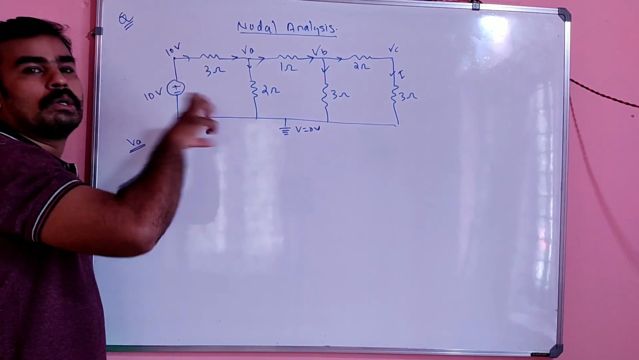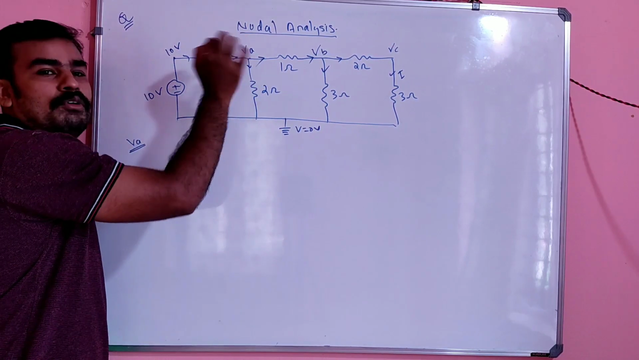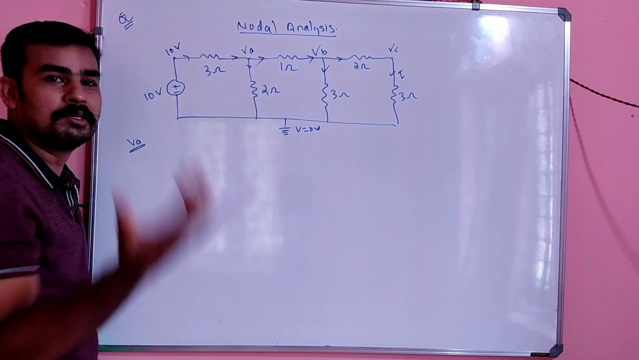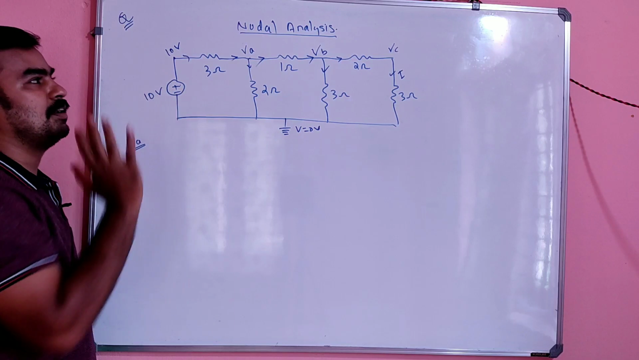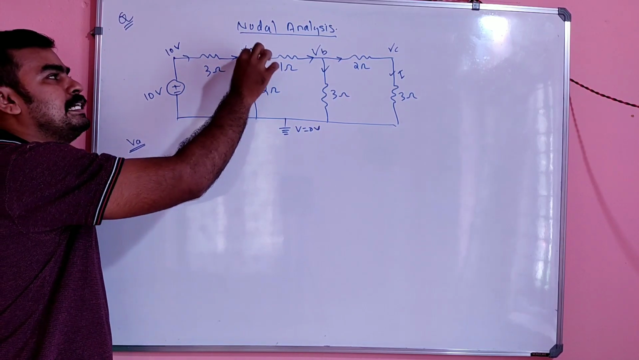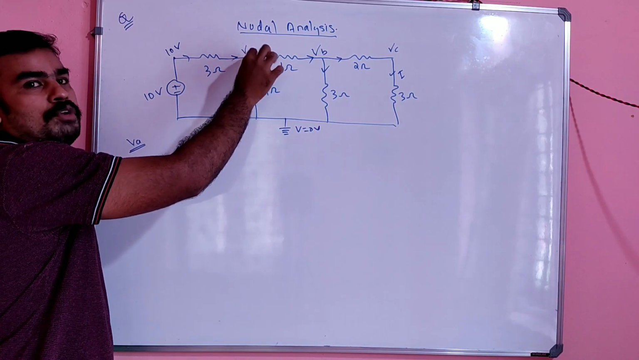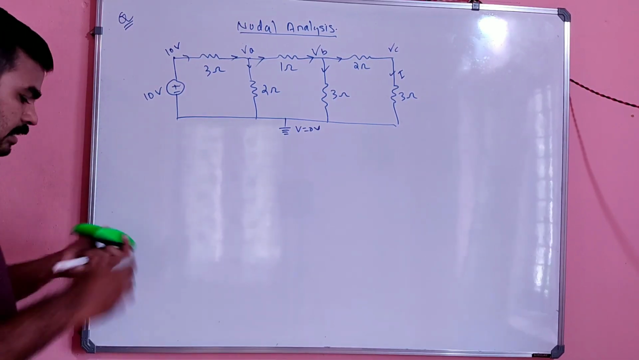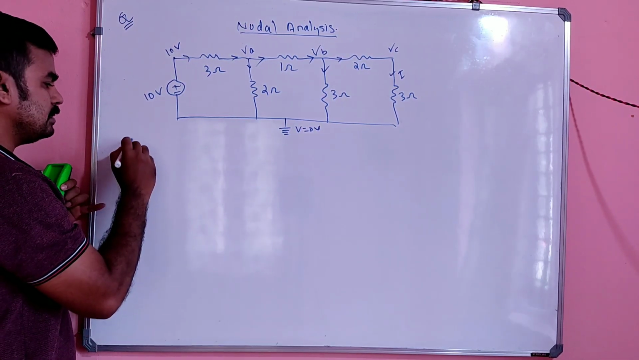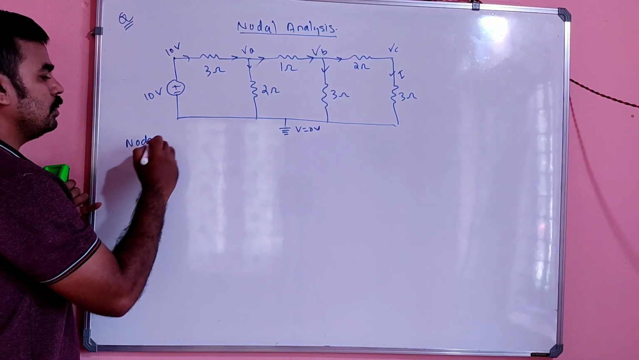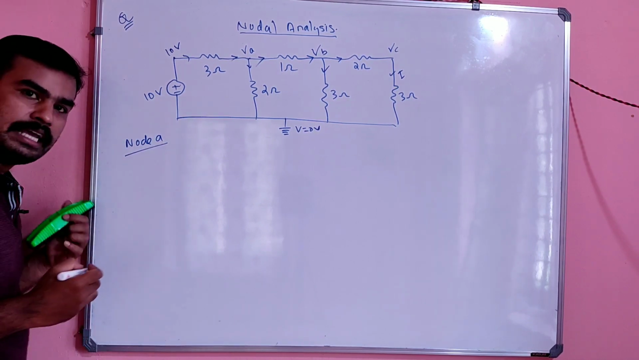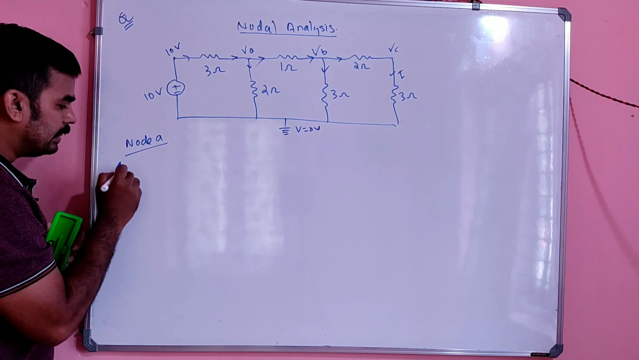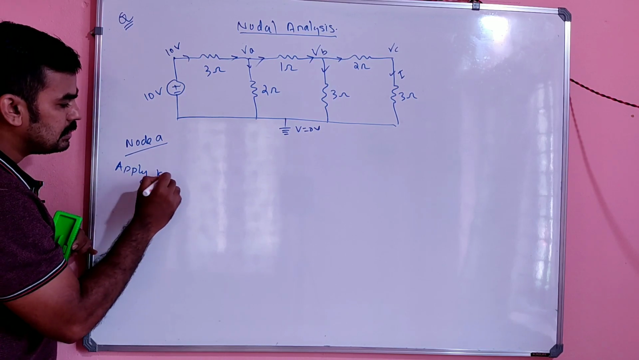KCL is nothing but the total current, the algebraic sum of currents coming to the junction or node, will be equal to 0. That is the Kirchhoff current law. So considering VA as the node voltage, or considering node A, it's very easy, no? Consider simply node A, and apply KCL there.